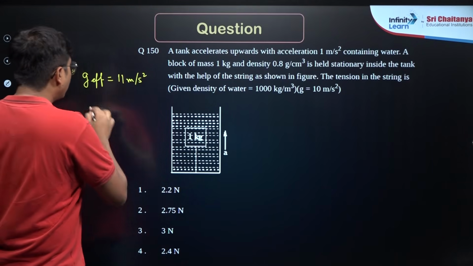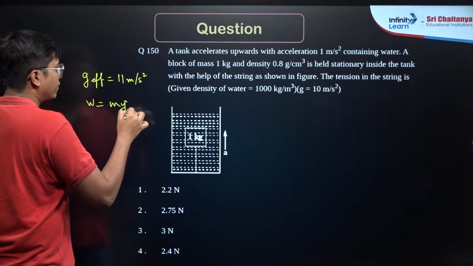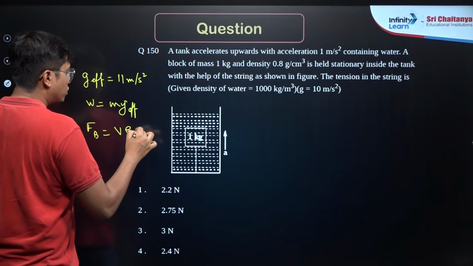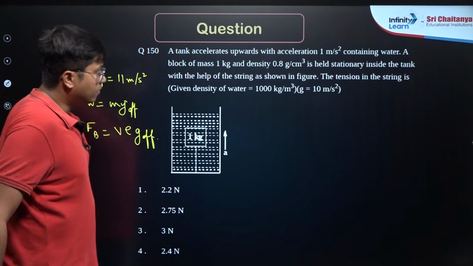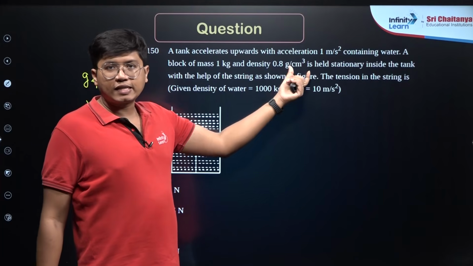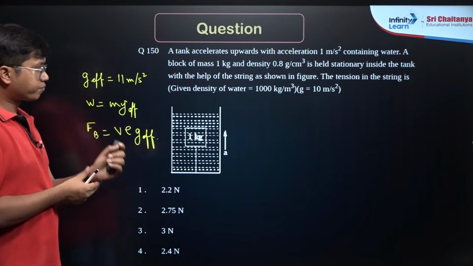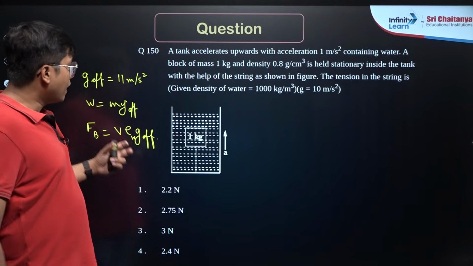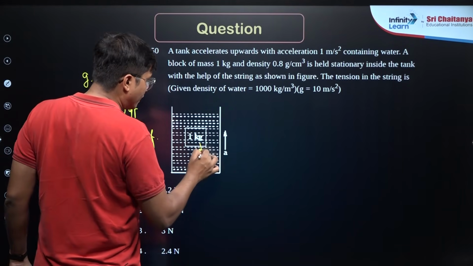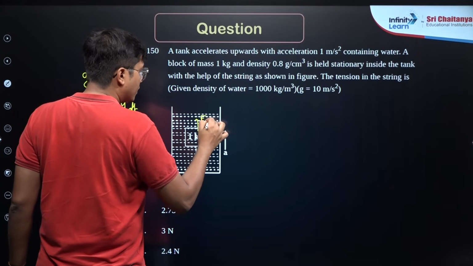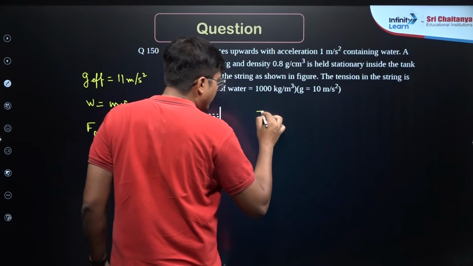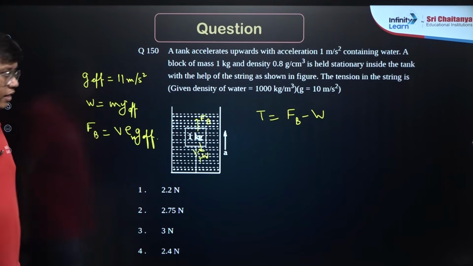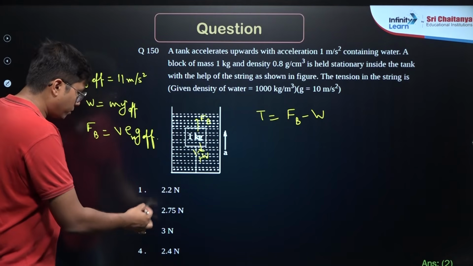With that in mind, you find the weight, which is mass times effective gravity, and you find the buoyant force, which is V times density of the fluid into effective gravity. The volume you can find, since the mass is given and its density is given. Please keep in mind here it's the density of water. Once you have that set up, on this body you have the weight acting down, the buoyant force acting up, and the tension acting down. So your tension is basically your buoyant force minus the weight. Plug in the values, substitute, and you can solve to get the answer as option 2.